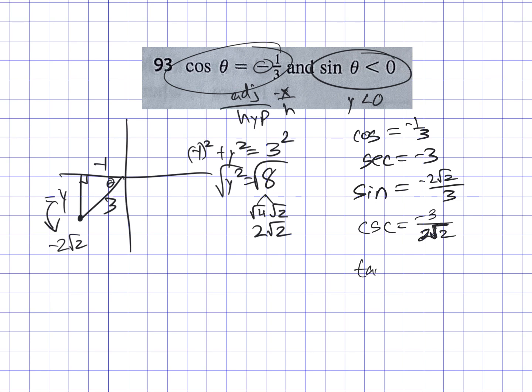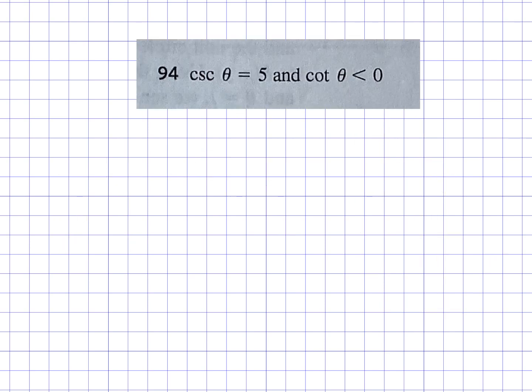All right, now tangent is going to be y over x, or opposite over adjacent. So negative 2 square root of 2 over negative 1, or just 2 square root of 2. And the cotangent is going to be 1 over 2 square root of 2. Cosecant is the same as the sine. So this is 1 over the sine, or the reciprocal of the sine.